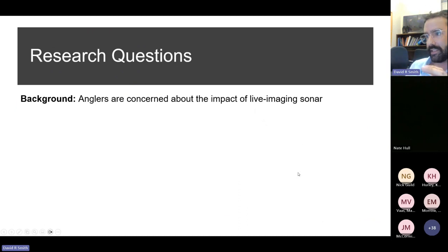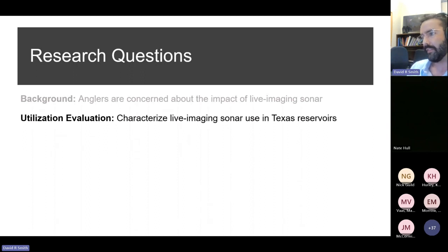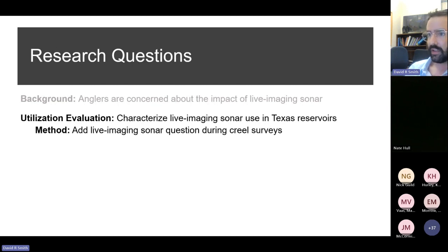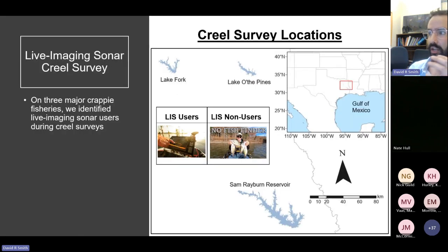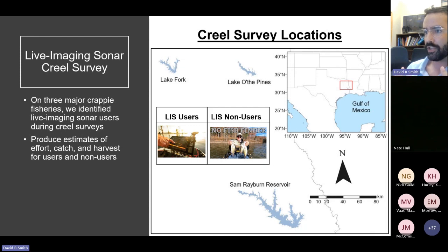Now, with the context that anglers were concerned about the impact of live imaging sonar, we wanted to conduct a baseline evaluation, see what live imaging sonar currently looks like on some of the more popular crappie reservoirs in Texas. With that, we added a live imaging sonar question to our creel surveys. We conducted creel surveys on 3 major crappie fisheries. That includes Lake Fork, Lake of the Pines, and Sam Rayburn Reservoir. And during those creel surveys, we asked traditional questions to produce estimates of effort, catch, and harvest.